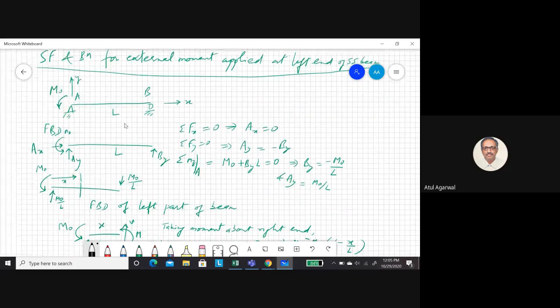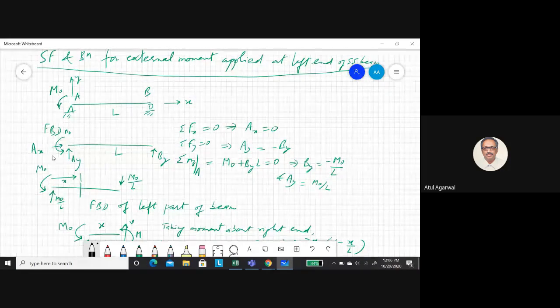So you have applied a moment at the left end. So there will be reactions. You see, it's a simply supported beam. It's a hinge, so there will be horizontal and vertical reactions. There is a vertical reaction here. It's a roller support. Now this is an externally applied moment at this end.